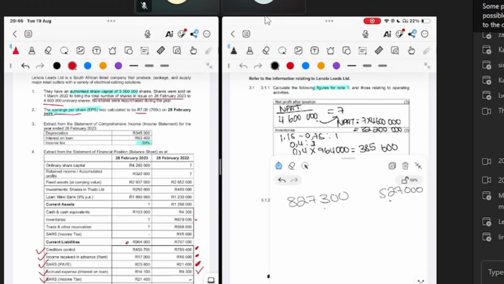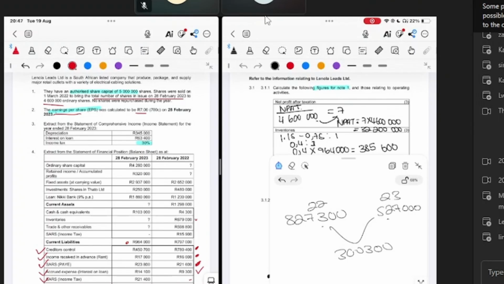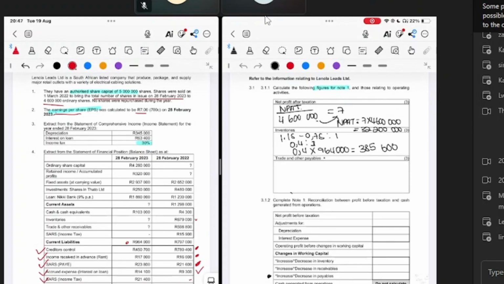Now comparing those two sides, it's this minus that. So that'll be 827, this is 2022, this is 2023. 827,300 minus 527,000 gives us a total of 300,300. And we put that there as our trade and other payables.